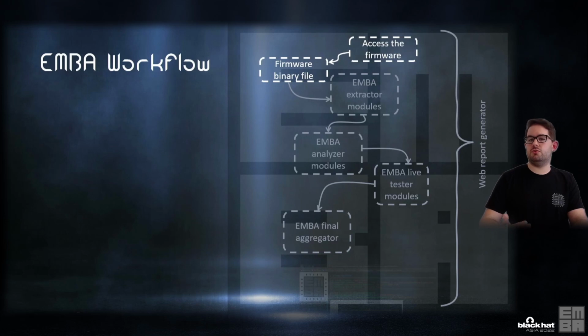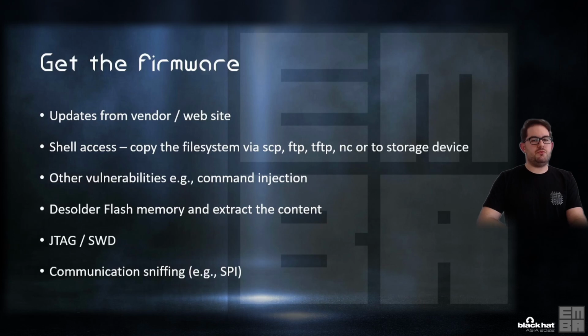Let's walk together through the workflow with EMBA step by step. Before we can use EMBA, we need to get our hands on a firmware. There are a few ways to do this. The easiest way would be to Google the vendor, go to his web page, and download the firmware from there. This is often the case when the devices are not being updated over the internet. Sometimes you already have access to the terminal of an embedded device and can copy the firmware to your machine using one of the known protocols.